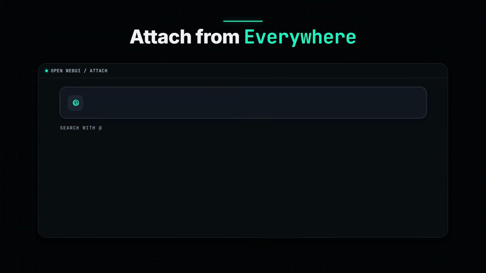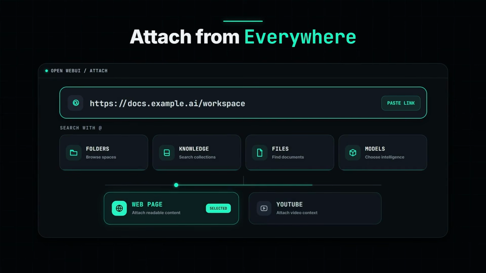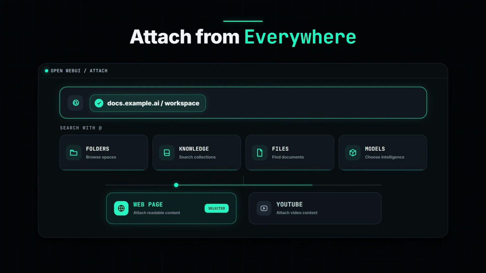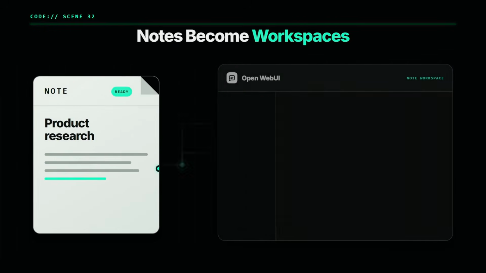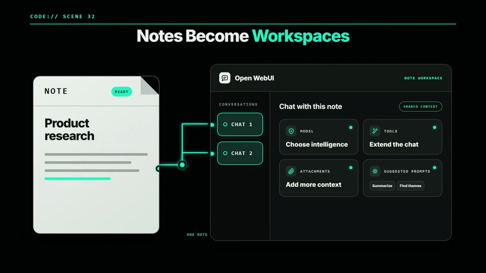The @ menu searches folders, knowledge collections, individual files, and models, while pasted links can become web page or YouTube attachments. Chatting with a note now includes model selection, tools, attachments, suggested prompts, and multiple separate conversations tied to that note.